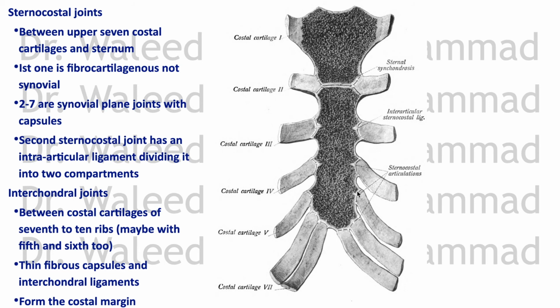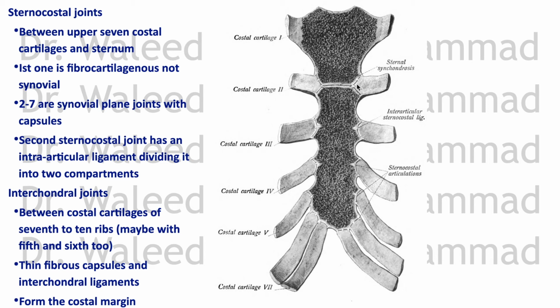They are plane synovial joints, by the way, but the first one, remember, holds the weight of the upper limb because the clavicle is superior to it. So it cannot be a synovial plane joint. The first sternocostal is a fibrocartilaginous joint, but the rest of the sternocostal joints are synovial plane joints. Okay?